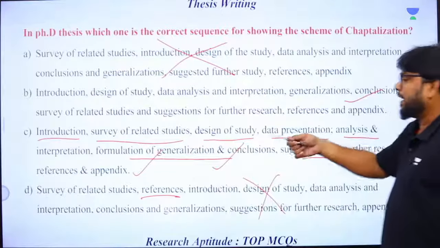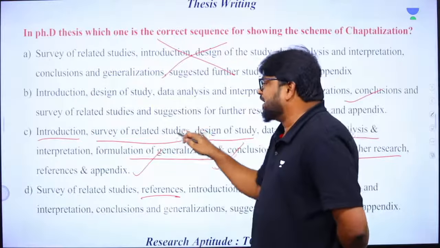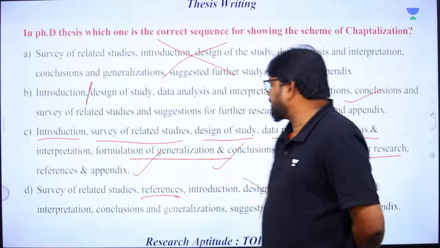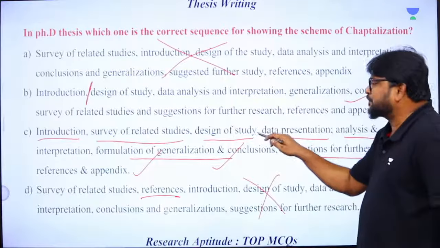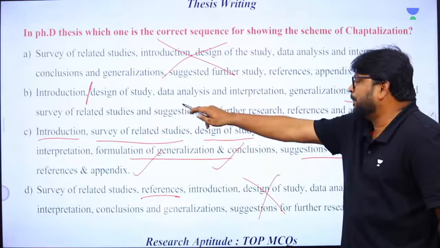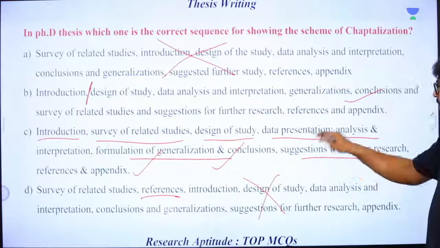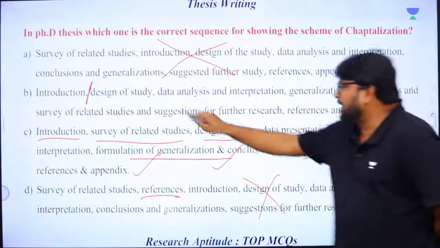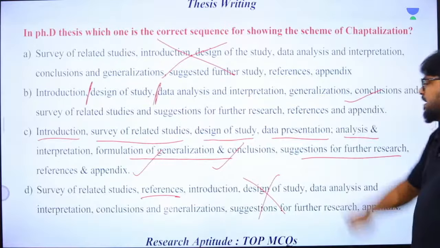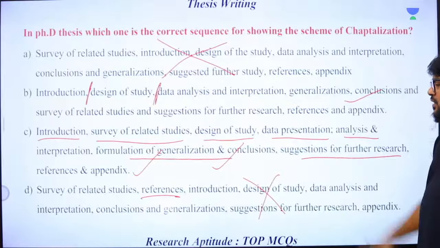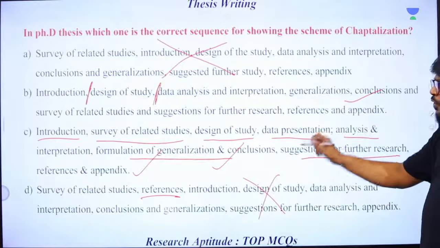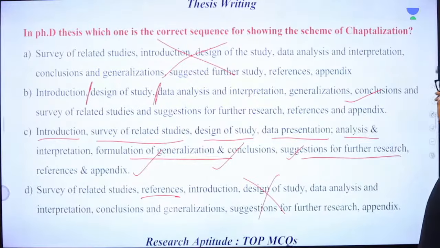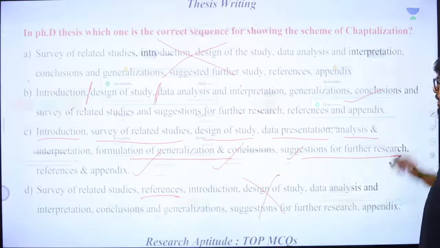You can just compare. Here we have survey of related studies. Here we don't have survey of related studies. Here we have design of study. Here directly they jump to data analysis. Here data presentation is also there, analysis is also there, interpretation is also there. So here one word is missing, that is study, research, design. So based upon these both, more weightage is for C. So the answer is C, my dear friends.